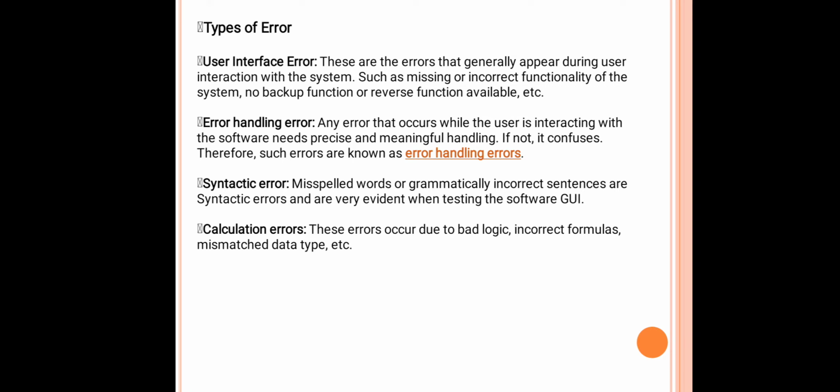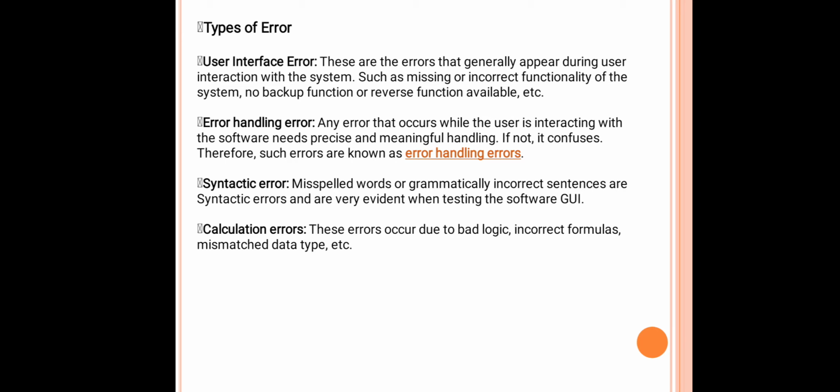Another is the error handling error: errors that occur while the user is interacting with the software and that need meaningful handling, and therefore such errors are error handling errors. Another one is the syntactic error. Syntactic errors are nothing but misspelled words or grammatically incorrect syntax, which we find when testing the software GUI. Another one is the calculation error, which occurs due to bad logic, an incorrect formula, or a mismatched data type.